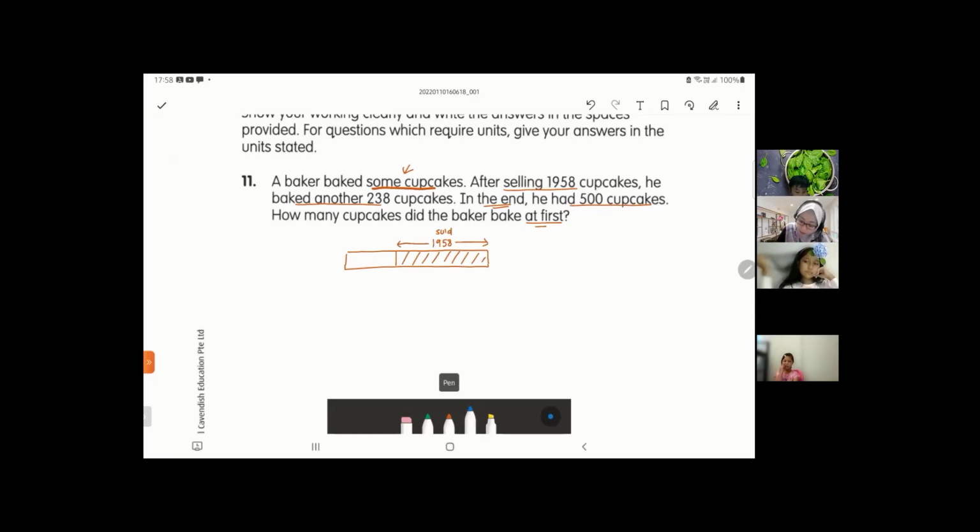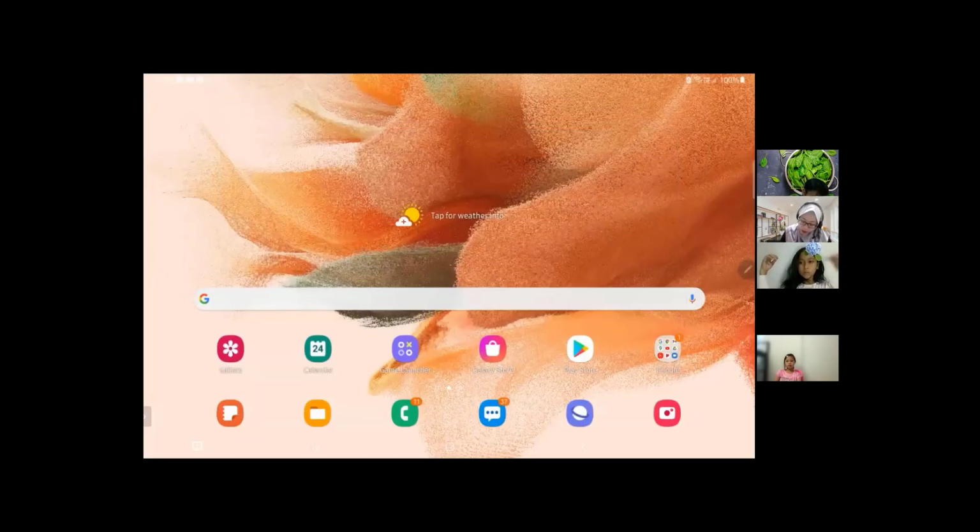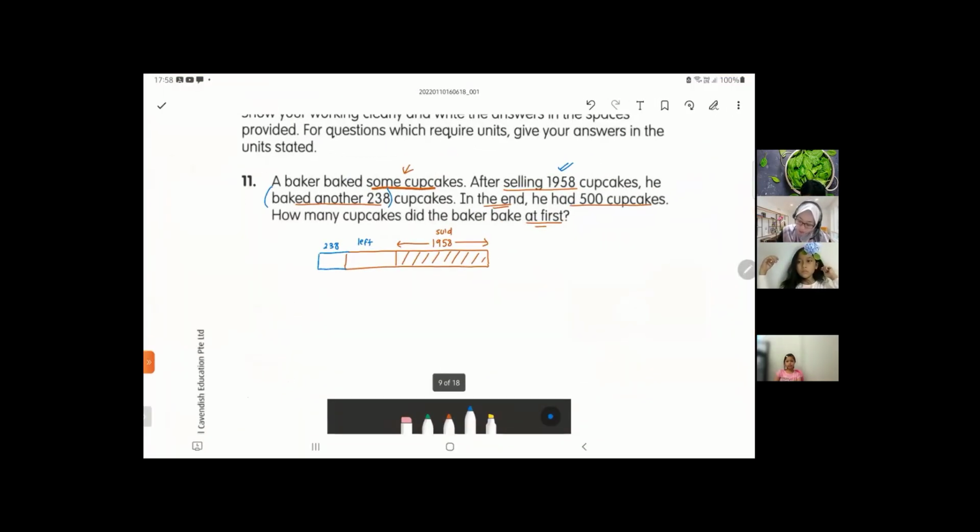Right? Then what happened? So I'm done with this, right? Then what happened? I know that he baked another 238 cupcakes. So when I have sold there, so this is my leftover, right? Then I add in some more because I bake some more, 238 cupcakes. So with all this information, the leftover and the 238 which I just baked, in the end, he have a total of 500 cupcakes left. Okay, so this is inclusive of the one that he baked. This is just what he baked extra. And the one that I have left over after I sold is 500.